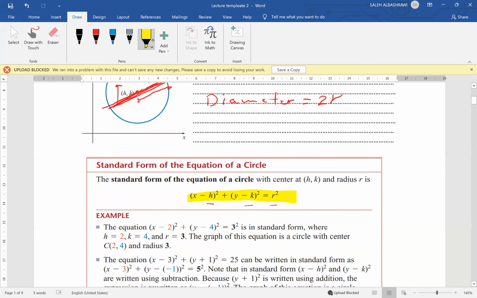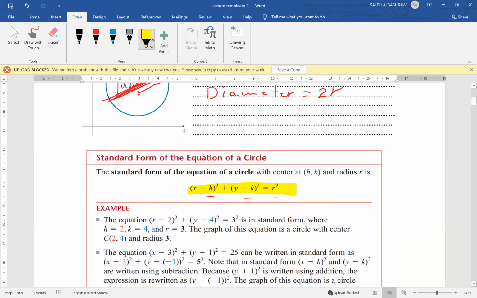For example, the equation (x minus 2) to power 2 plus (y minus 4) to power 2 equal to 3 to power 2 is in the standard form. H is the value with x, k is the value or the constant with y, and r equal to 3, the radius.